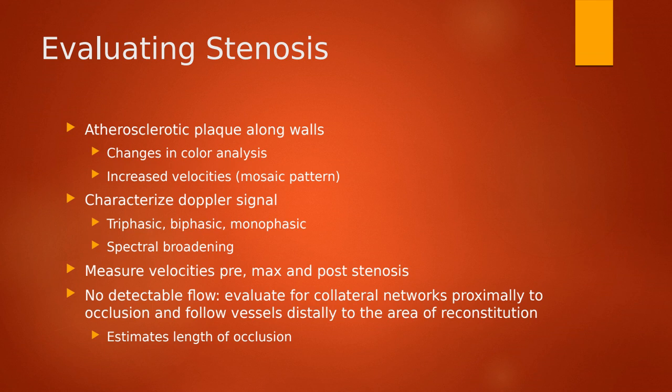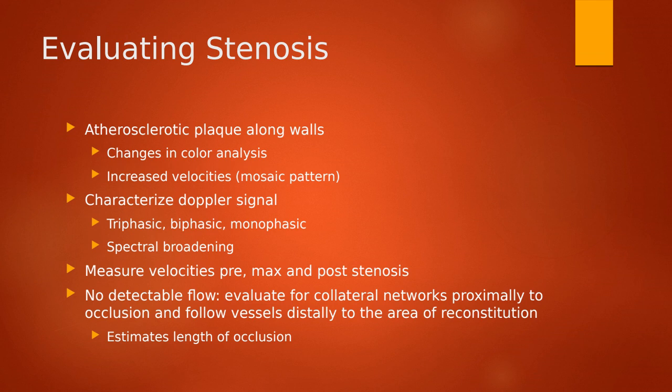We also know that plaque is going to contribute to increased velocity. So we're going to start to see a mosaic pattern when we're using our color Doppler. We're not going to get a nice, pretty red waveform. We're going to see things getting a little bit more chaotic. We want to be characterizing the Doppler signal in the areas where we see plaque. So if we have diffuse moderate plaque, well, we're probably not going to see a beautiful triphasic waveform. We're probably going to see something more biphasic.